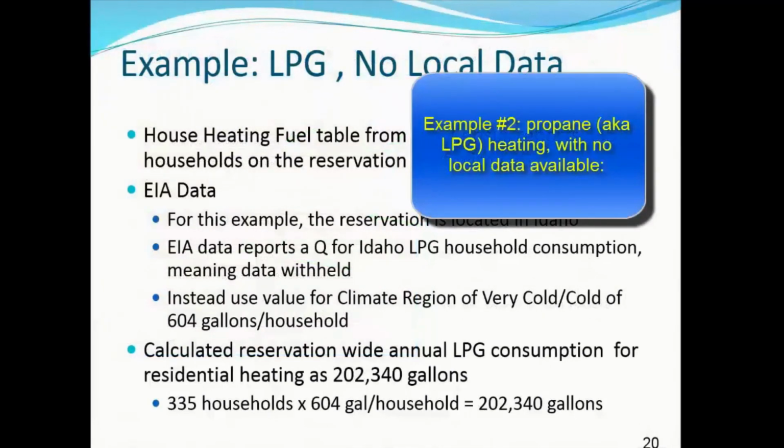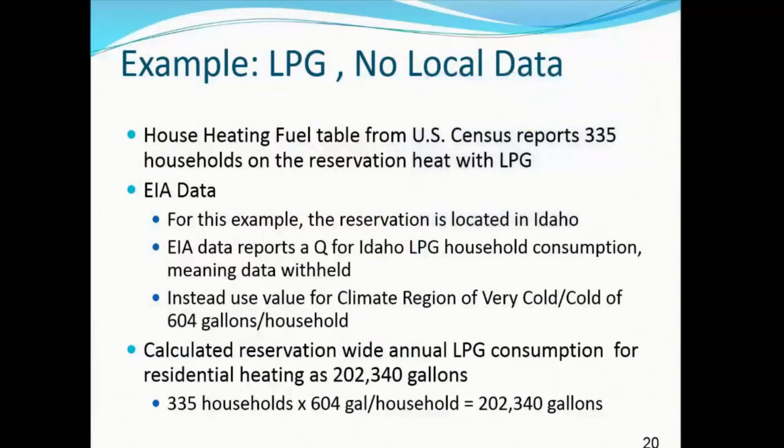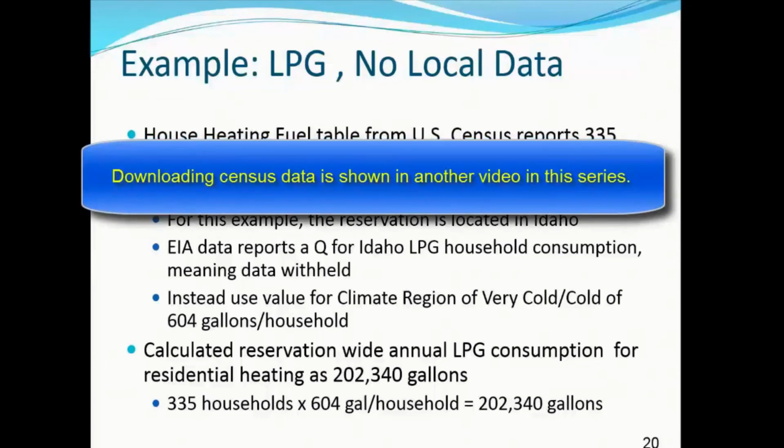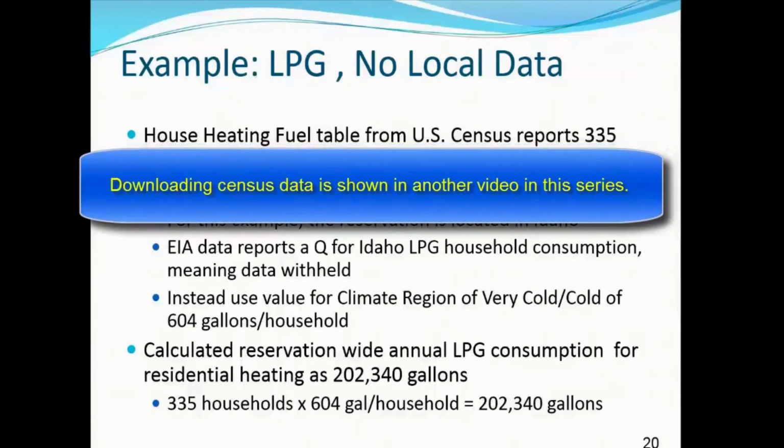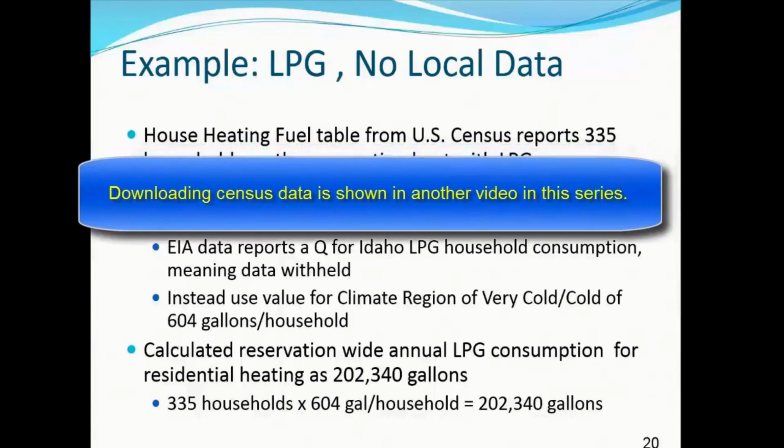The next example is LPG, and they didn't have any local data, so they just couldn't collect the data. So what they did is they went to the Census Bureau and the EIA, and they just used the data from there because that's the best available estimate they could get. So the house heating fuel table from the U.S. Census reports that 335 households on the reservation heat with LPG.